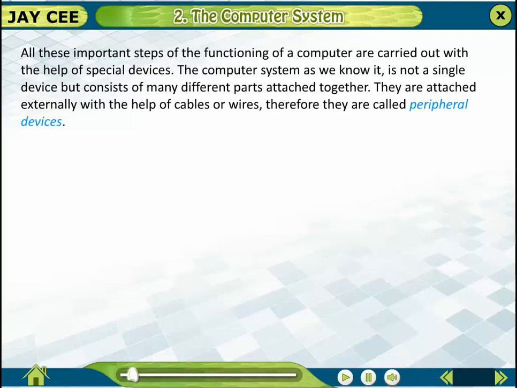All these important steps of the functioning of a computer are carried out with the help of special devices. The computer system, as we know, is not a single device but consists of many different parts attached together. They are attached externally with the help of cables or wires, therefore they are called peripheral devices.